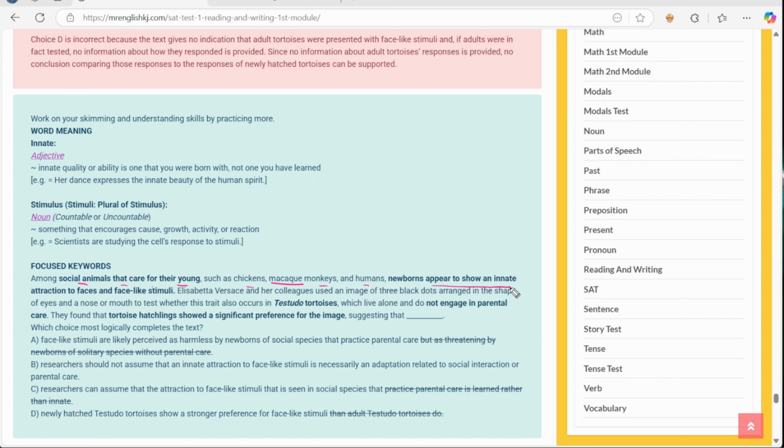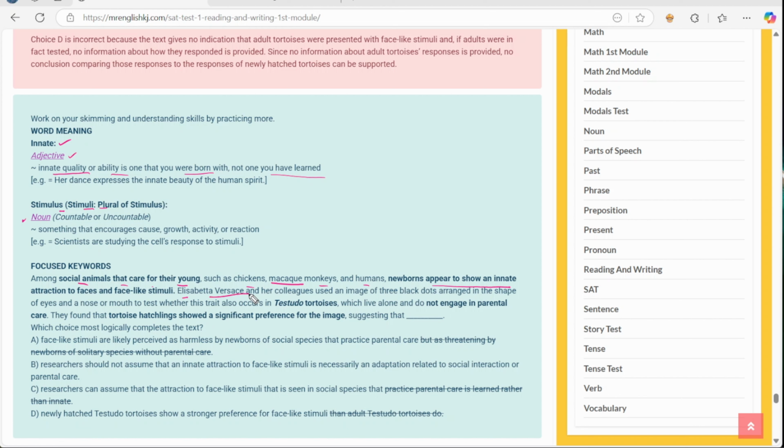Newborns appear to show innate attraction. Innate means, as you can see, like the natural ability, the ability that you were born with, not the one you have learned. This one is the plural form of stimulus. Okay, remember that. Overall, it was saying social animals like humans, chickens, monkeys spend time with their children, care for them, and that is why their children recognize faces and face-like stimuli, meaning to say something face related, like face reaction or something, they are attracted towards it.